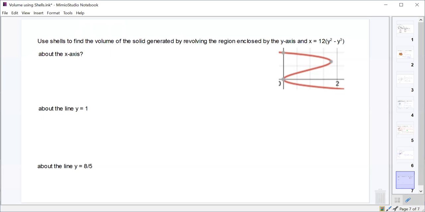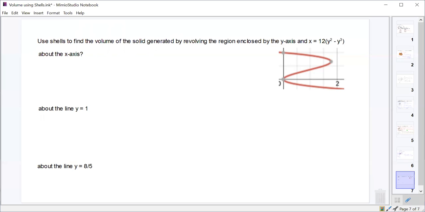But this is a good example of why I think it's really important that people know shells, because trying to do this problem using discs or washers is impossible. Even though the College Board doesn't require you to know shells, I think for anybody that's going to move on to a second semester calculus course, you need to know how to use shells. Otherwise, some problems could potentially be impossible for you to do.